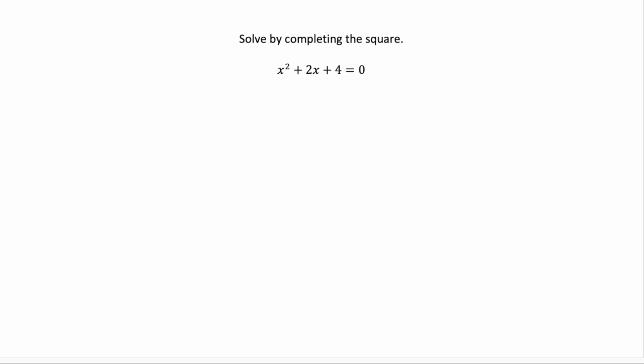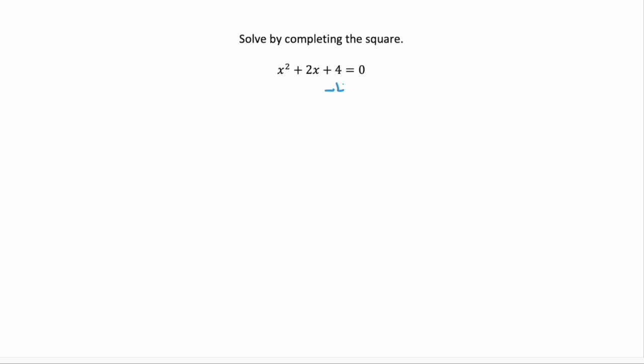Hey everyone, Professor Baldwin here, and today we're asked to solve a quadratic by completing the square. Remember, when you're completing the square, your leading coefficient needs to be 1. That's true here. And you need to move your constant value to the right side.